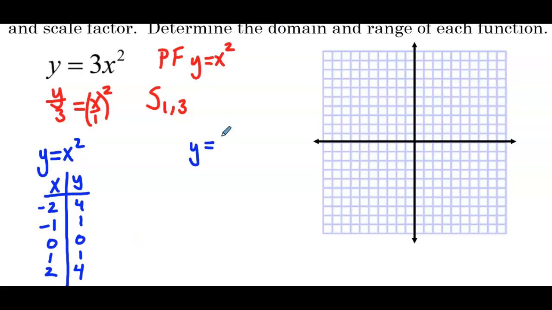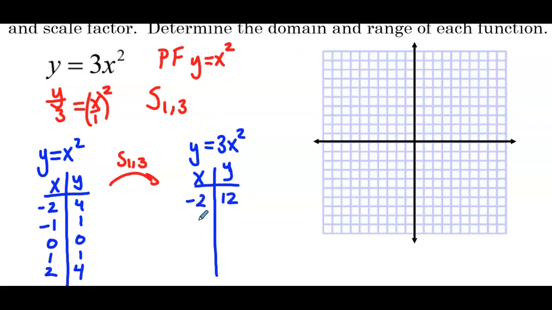And then we want to create our table of values for y equals 3x squared. And to do that, we're going to use our scale factor. So our scale factor says multiply the x's by 1, y's by 3. So our new table of values is -2, 12, -1, 3, 0, 0, 1, 3, 2, 12. Well, not great because not all these points fit on our graph, but enough that we'll be able to graph y equals 3x squared and get a sense of what it looks like.